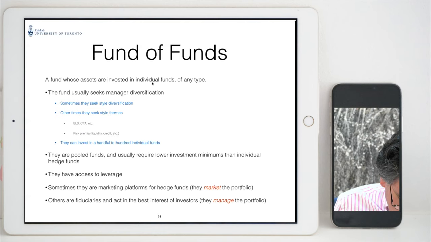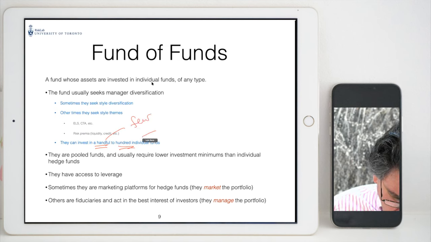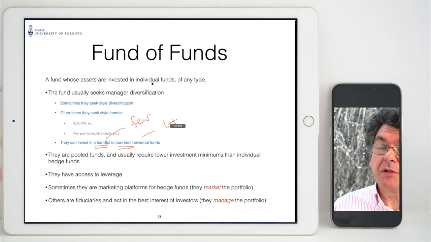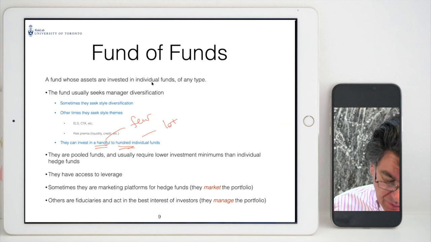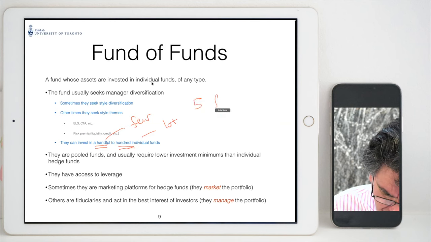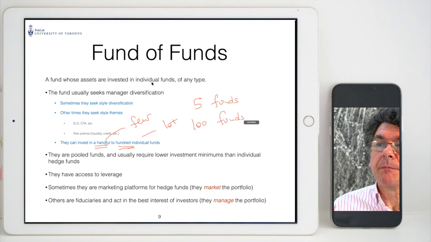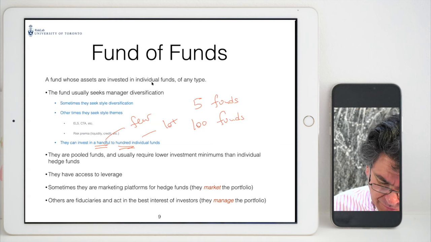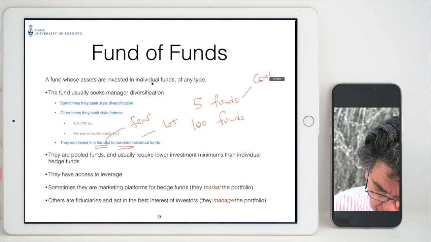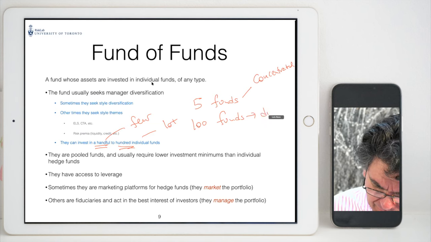And finally, they can invest in a few or a lot of the individual funds. Sometimes you have a fund of funds which contains, for example, 5 funds. Sometimes you have funds that have 100 funds or more. Okay? These are very concentrated and these are very diversified.